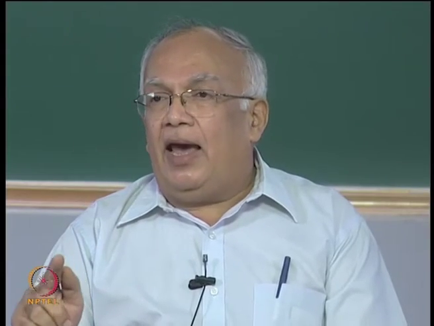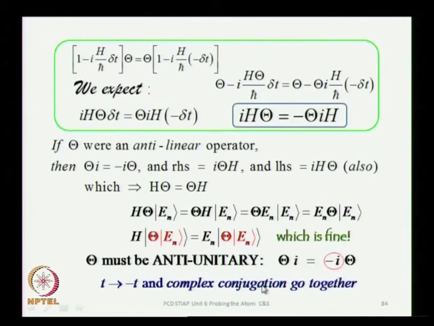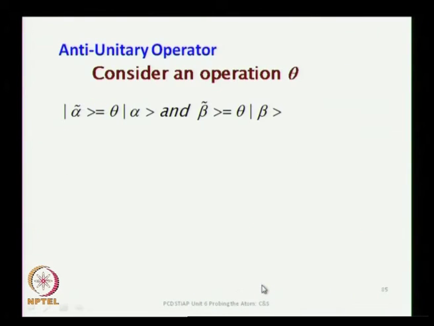So, t going to minus t and a complex conjugation are two immediate and essential factors which are involved in time reversal symmetry in quantum mechanics. They must go together, you cannot do just one. So, t going to minus t and complex conjugation, they go together in this anti-unitary description.